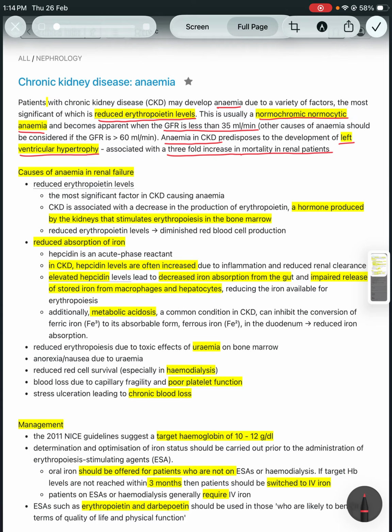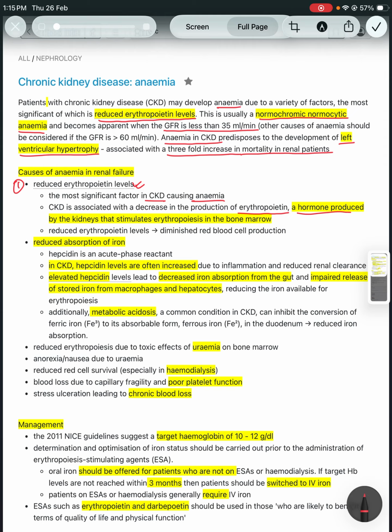Causes of anemia in renal failure. Number one, reduced erythropoietin level, the most significant factor in CKD causing anemia. CKD is associated with a decrease in the production of erythropoietin.